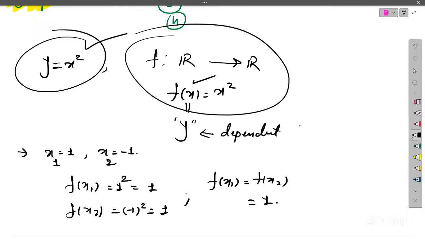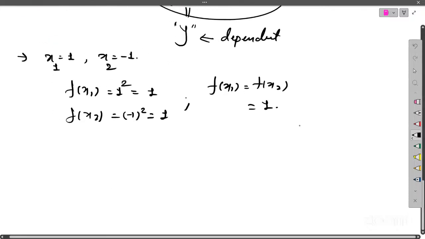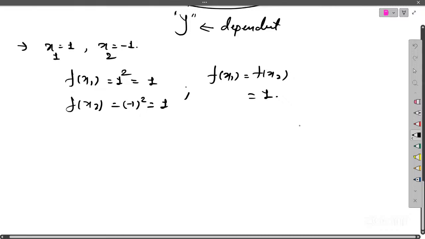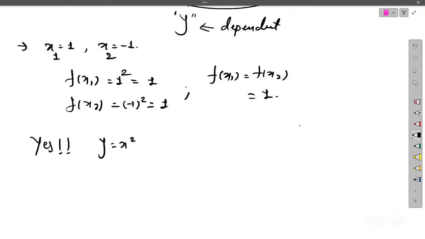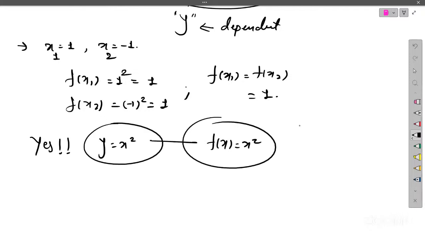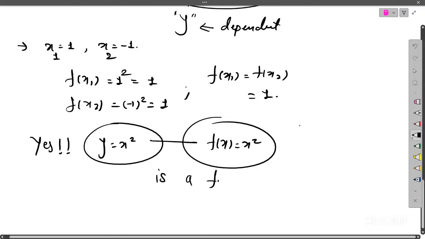So that means for two inputs, I'm getting the same output. So it is possible in a function that for two inputs, we can get the same output. So yes, we can say that y is equal to x square, or you can write f of x is equal to x square, is a function. But it is not a 1-1 function.